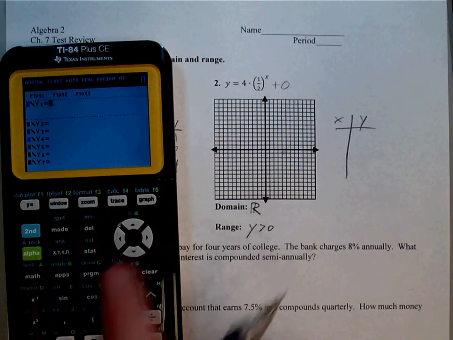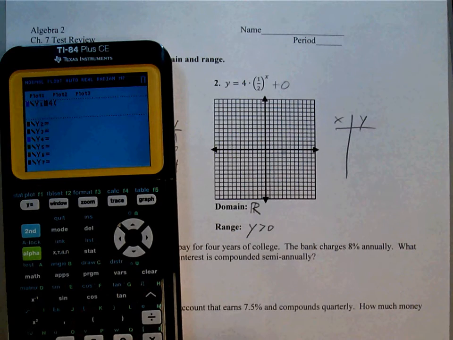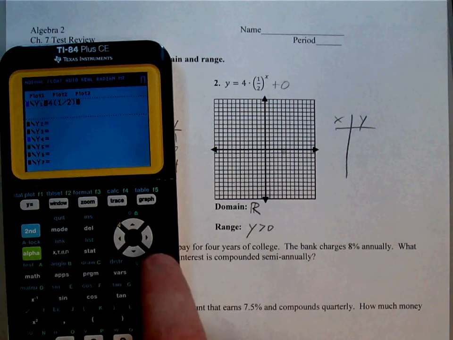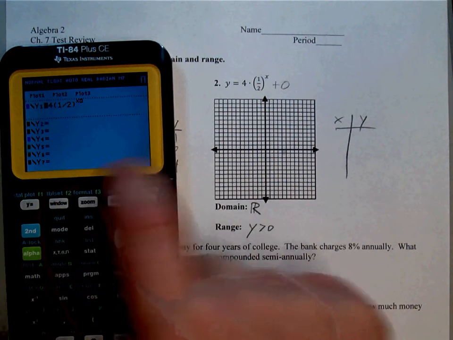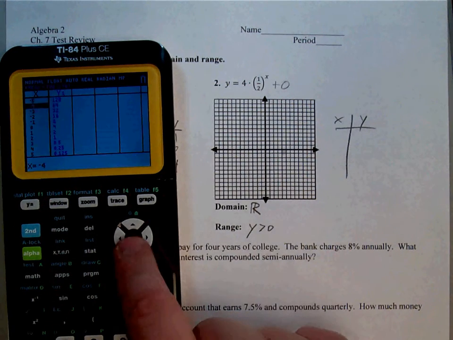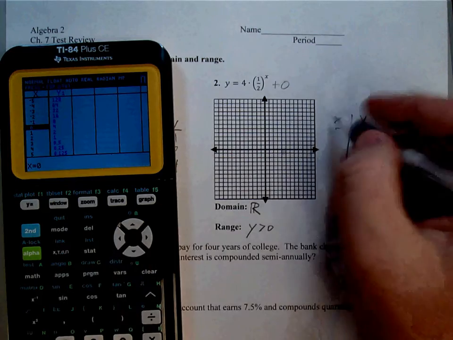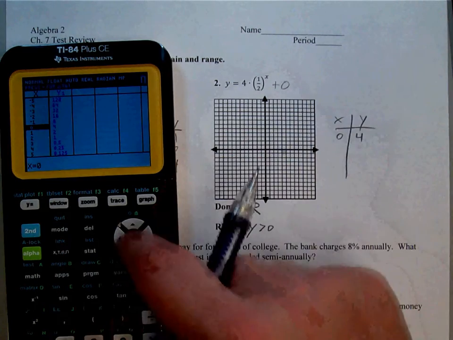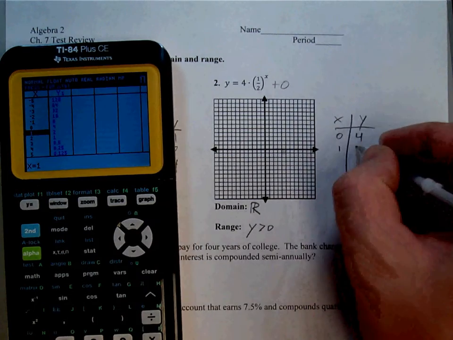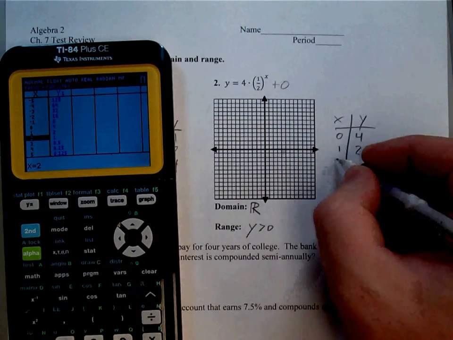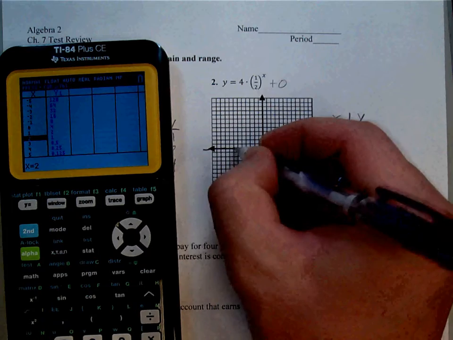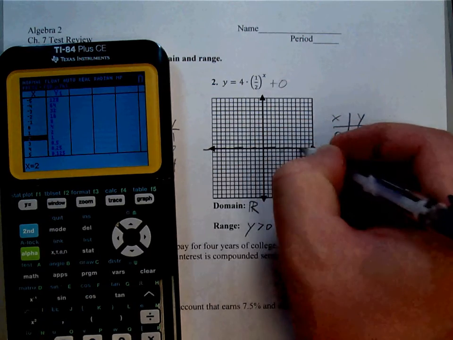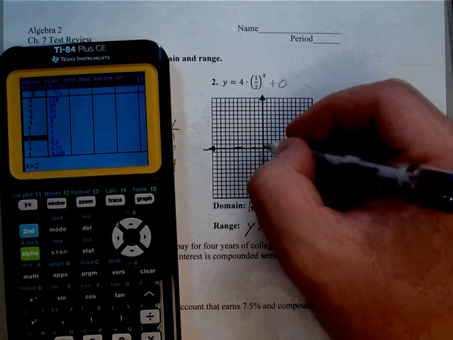Number 2, table of values. So we've got 4 times 1/2 to the power of x. Let's go to our table. I would say like 0, 4, 1, 2, 2, 1. This has that same k value, so it has a horizontal asymptote of 0 as well.